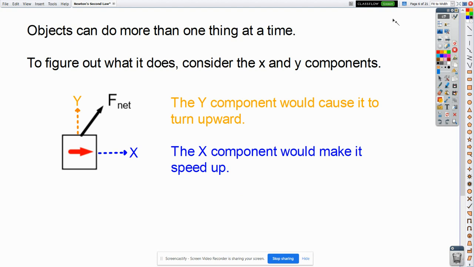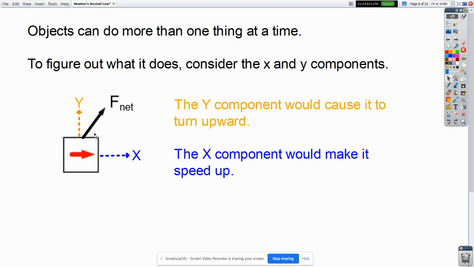We have our net force at an angle, and we know that this net force is going to have an x and a y component. There will be a portion that comes off in this direction, indicated with the blue arrow in x. There'll be a portion that goes in this direction, indicated by the orange arrow in y. Again, that vertical vector, the one that's perpendicular to the object's motion, is going to cause it to turn upward. And that blue vector, the x component, is in the same direction as the object's motion, so it would speed up. So more than one thing could be happening at the same time when you have those angled vectors.